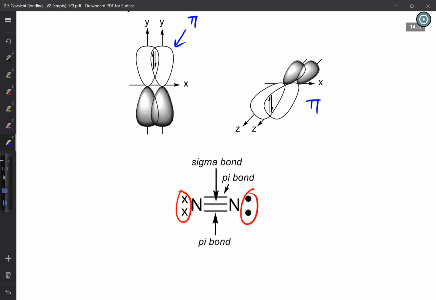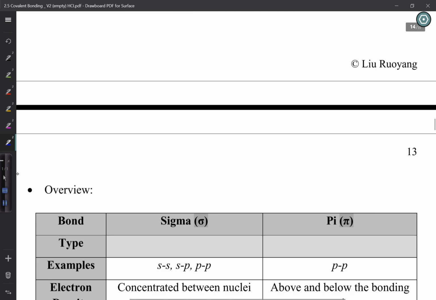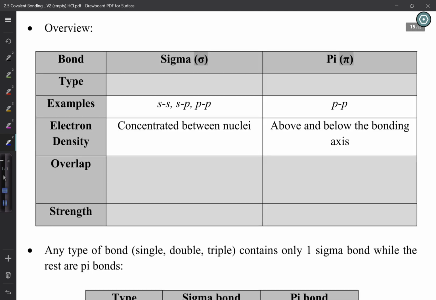Remember, for bonding, we only talk about the valence electrons, right? Is 1s the valence electron? No, right? Valence electron is whatever is in the outermost shell. In other words, n equals 2. So in this case, we only talk about 2s and 2p. We don't talk about 1s. Alright, so that's how sigma and pi bonds are formed.